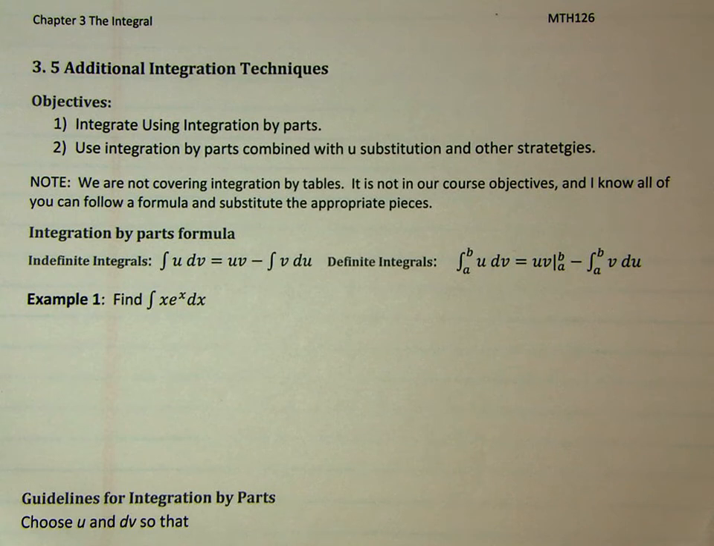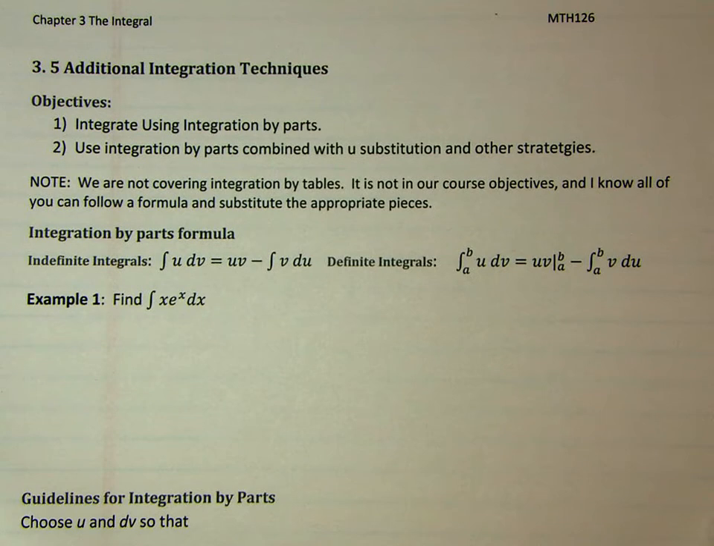Section 3.5, Additional Integration Techniques. Our objectives are: 1. Integrate using integration by parts, and 2. Use integration by parts combined with u substitution and other strategies. Note, we're not covering integration by tables.